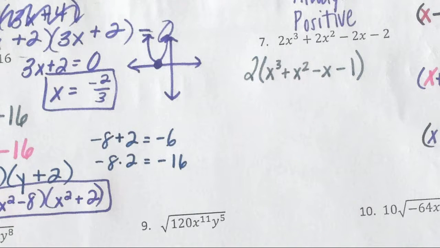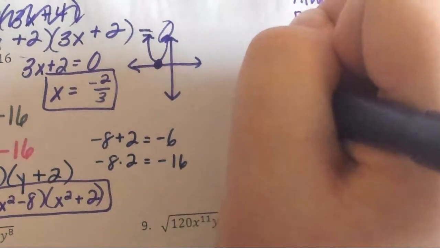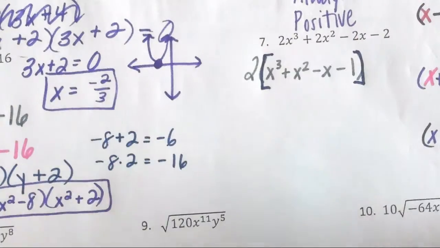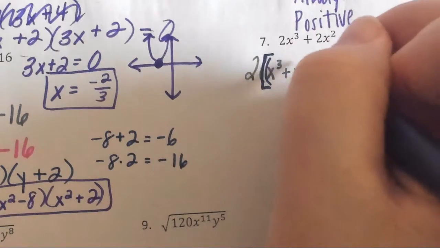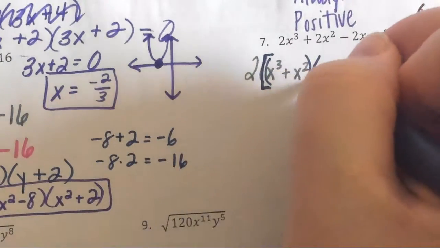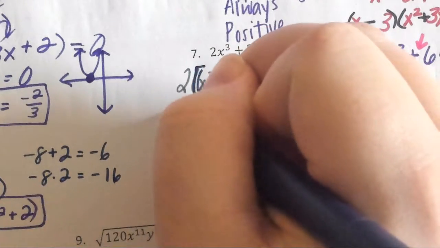We can keep going. What should we use to keep going? How many terms are there inside the parentheses? Yes, you can have a point. Ellie said it first, but yes, there are 4 terms inside. 1, 2, 3, 4. So I can use grouping. I'm going to group x to the third and x squared together. I'm going to group negative x and negative 1 together. I'm going to leave that 2 alone, leave it on the outside.